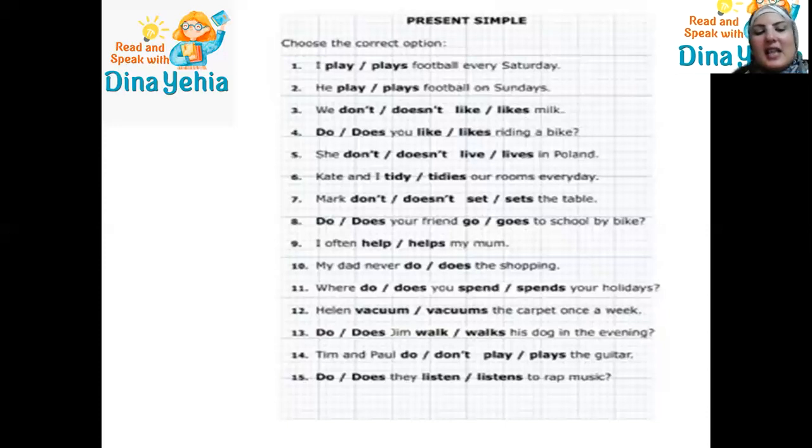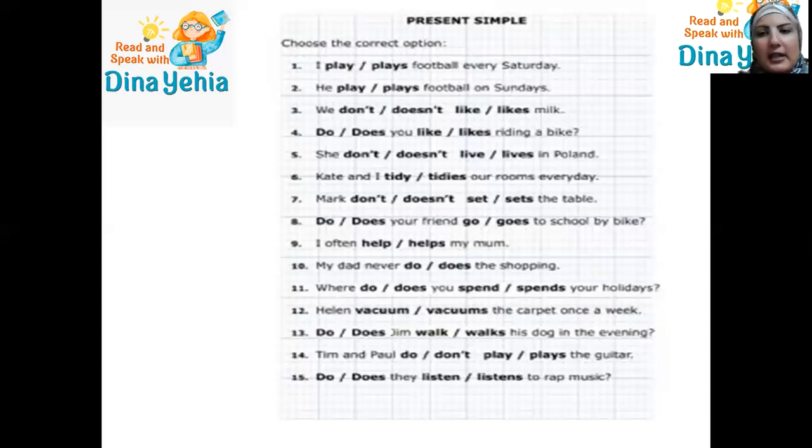Number 8 is, do or does your friend go or goes to school by bike? Your friend go. So do your friend? No. Does your friend go to school by bike? Why do I use does? Because your friend is he. So does he go to school by bike?